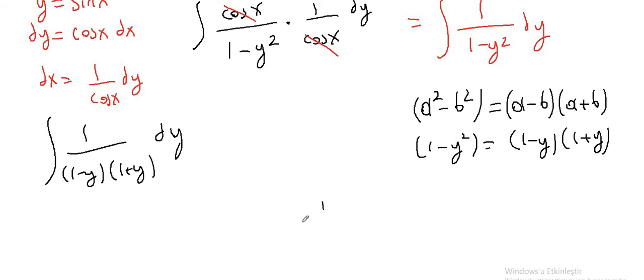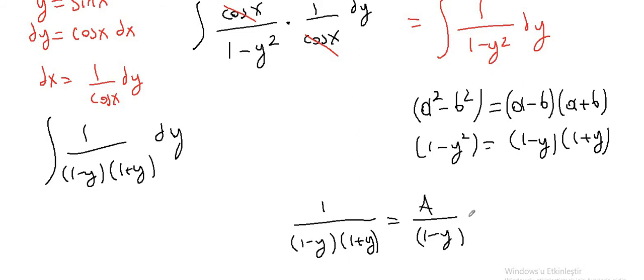So we know that this fraction is equal to a over one of the factors plus b over the other factor. Because we have a linear factor here, we use a constant. If we have a quadratic factor here, then we apply a linear numerator. If we have a cubic factor here, then we apply a quadratic numerator. You can check the partial fraction decomposition videos I have and understand this part better. So here our purpose is to solve for a and b.